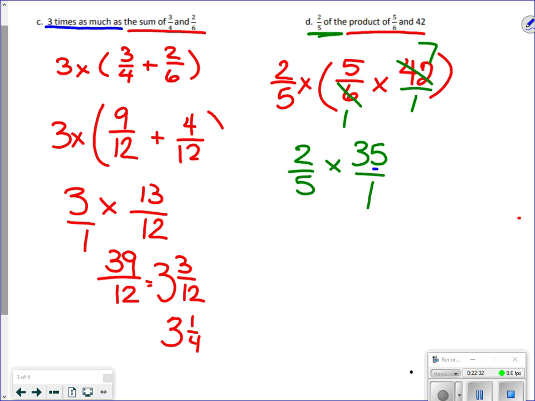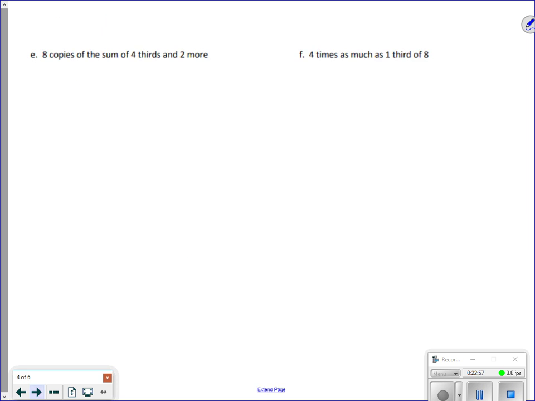Any number that has a 5 or a 0 in the ones place, 5 can go in it. How many times can 5 go in 35? 7. So what is your answer? 14. I made that way more difficult than I had to. Yes.